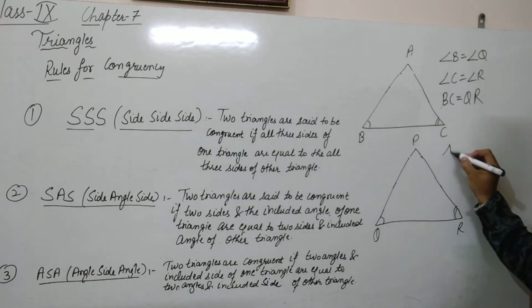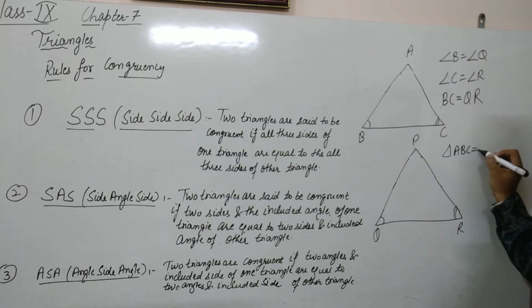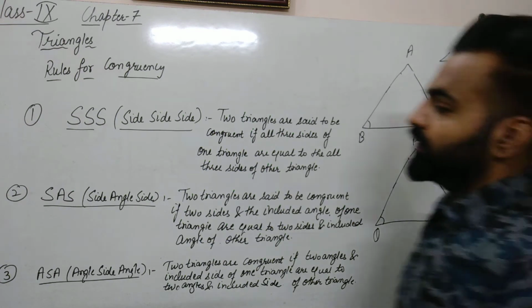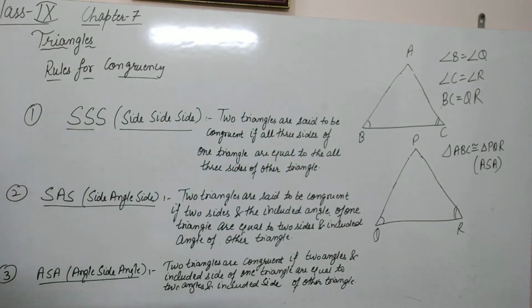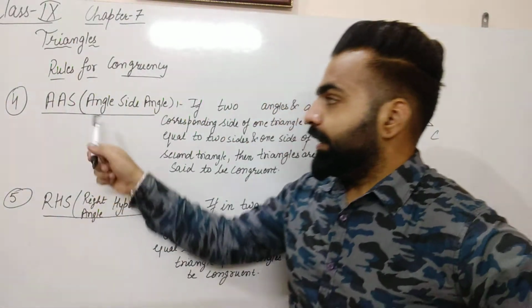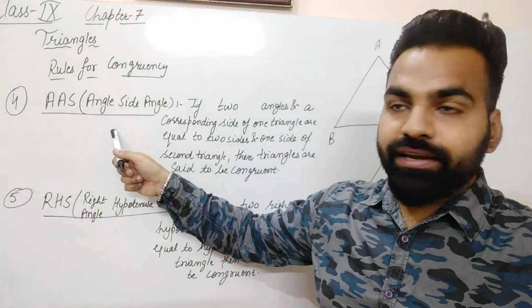So we will say triangle ABC congruent triangle PQR under the rule ASA. So this was rule angle side angle. Now let's see rule number 4 here, angle angle side, AAS rule.